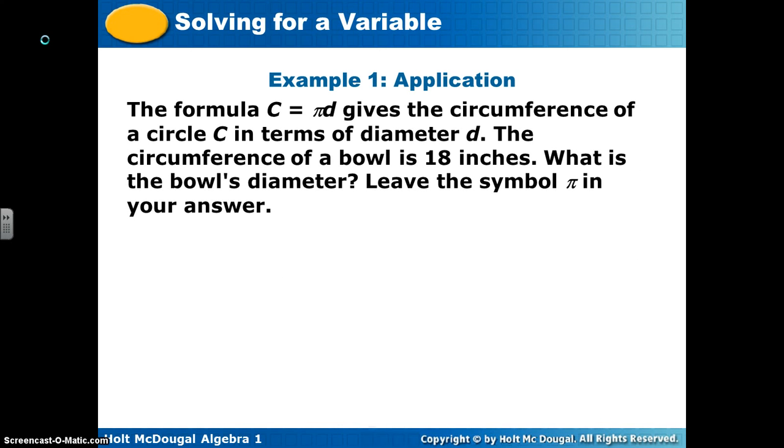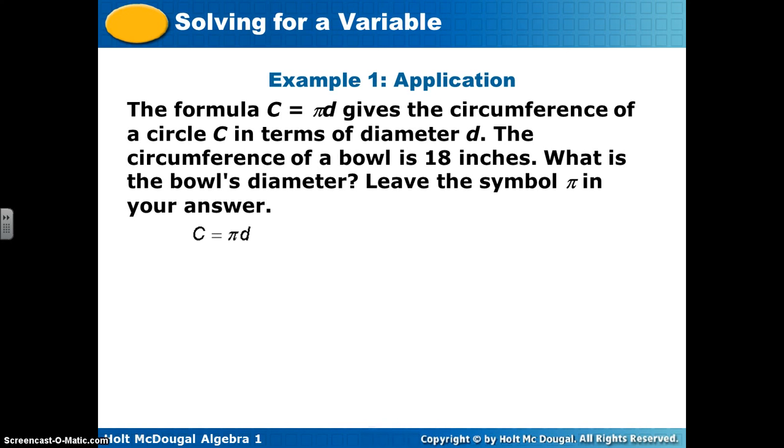So we're going to look at one example, and it's the formula C equals pi d. This is the formula for circumference, and it gives the circumference of a circle C in terms of the diameter. The circumference of a bowl is 18 inches. What is the bowl's diameter? Leave the symbol pi in your answer. Right now, we're just going to focus on solving for the diameter, getting D by itself.